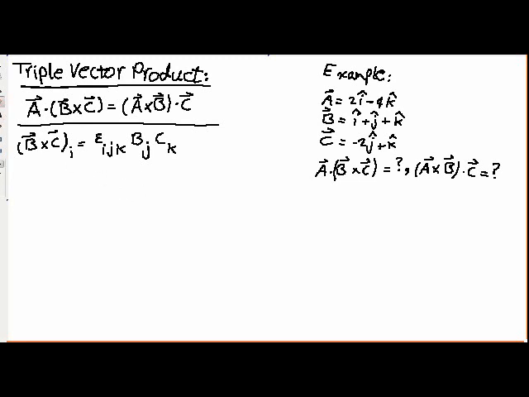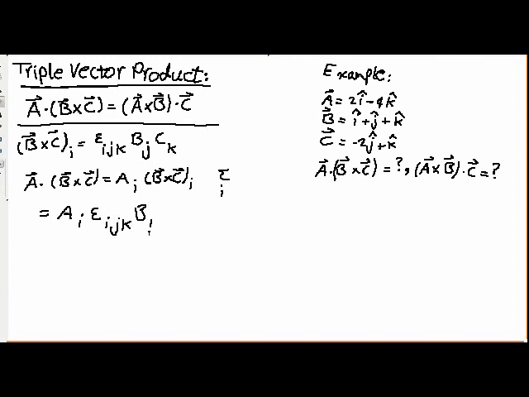And I also know if I dot A by another vector, let's say B cross C, that means A i with summation on i, B cross C i. So summation is on i because we have two i's here. It is repeated, so it's like we have summation over i. Now I'm going to substitute this guy here. Therefore this equals A i epsilon i j k b j c k.